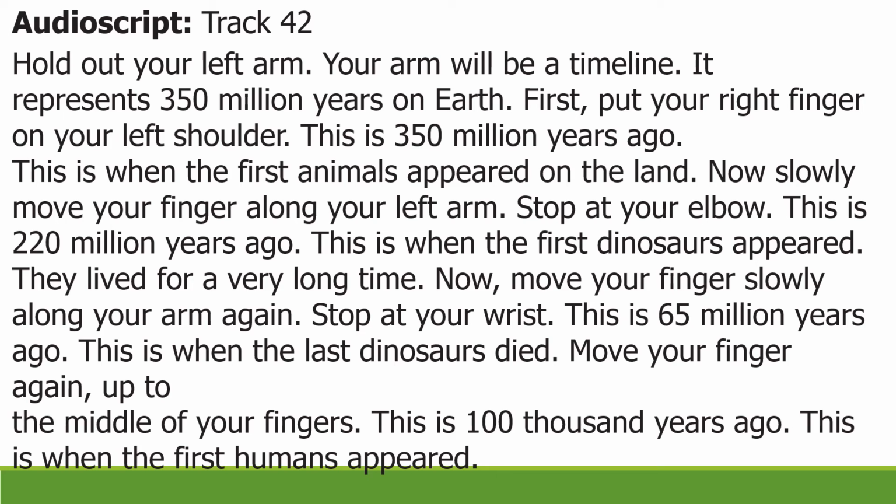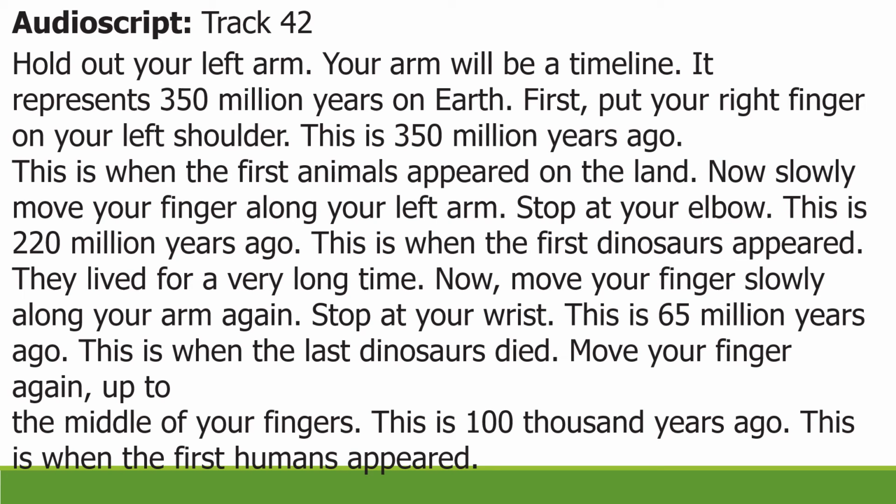Now, put your right finger on your left shoulder. Remember, you're holding out your left arm. Now put your right finger on your left shoulder. That means 350 million years ago. Now, this is when the first animals appeared on the land.